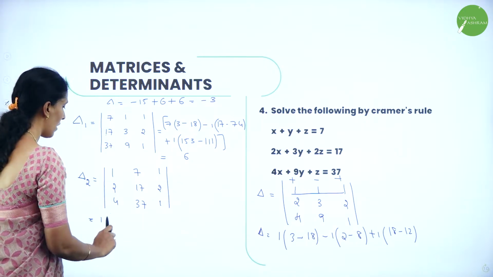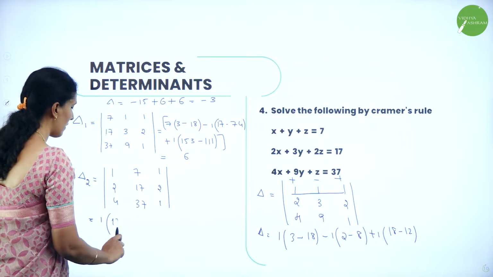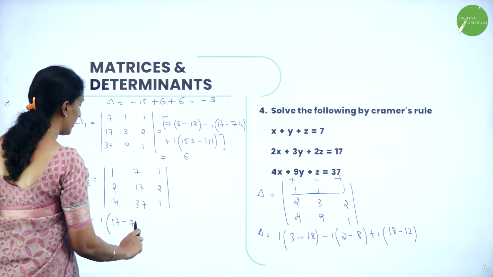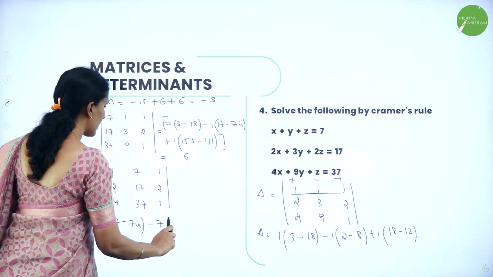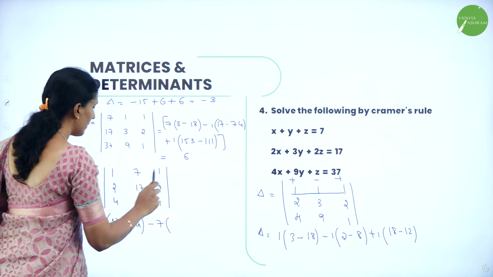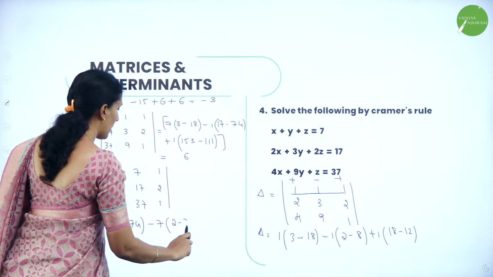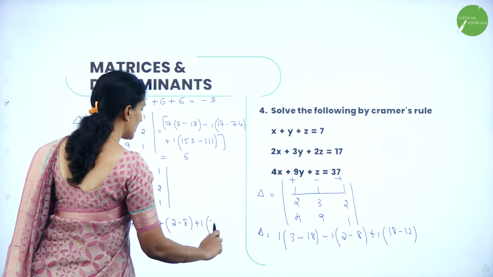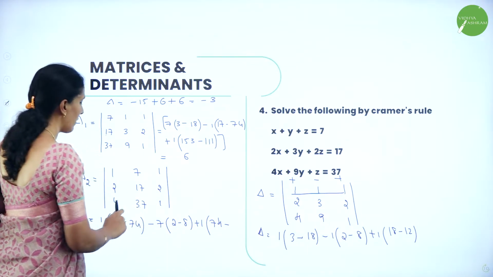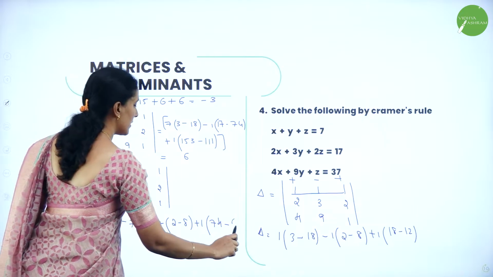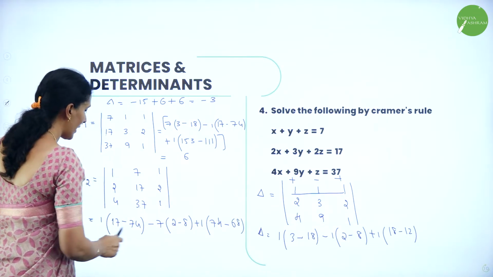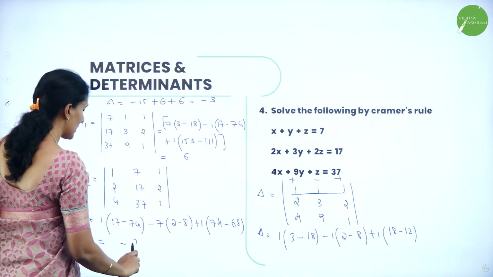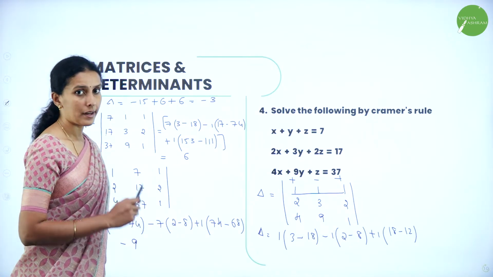This becomes 1 into 17 ones are 17 minus 37 twos are 74. Next, minus 7. Leave the column, leave the row. 2 ones are 2 minus 8. Plus 1 into 37 twos are 74 minus 17 fours are 68. So on expanding and multiplying the values, you will get the solution as minus 9. So this is our delta 2.